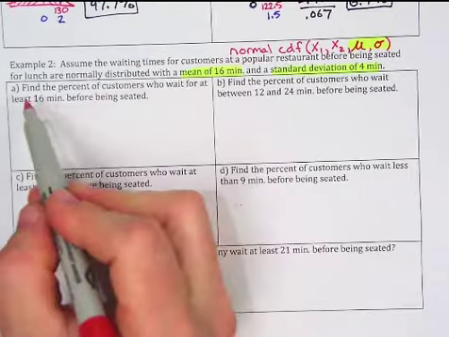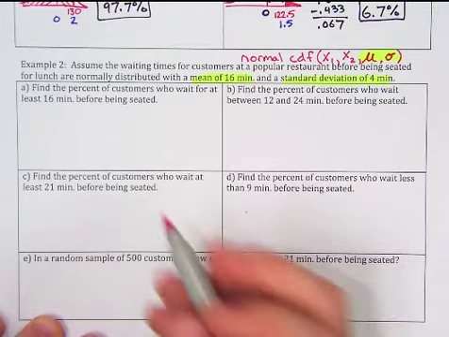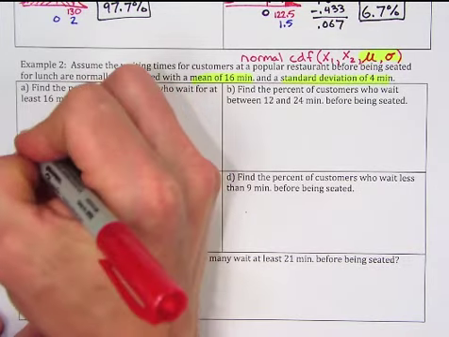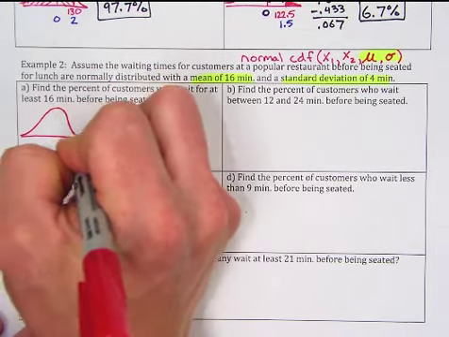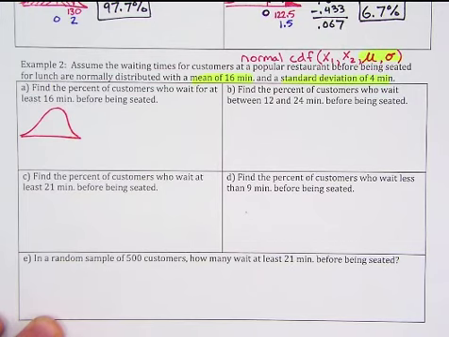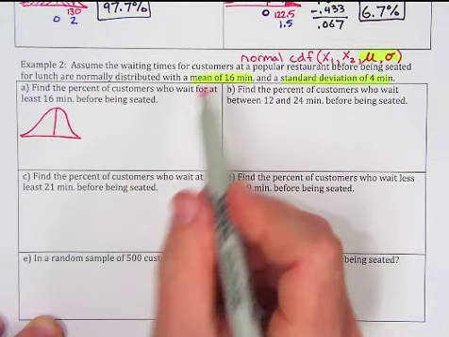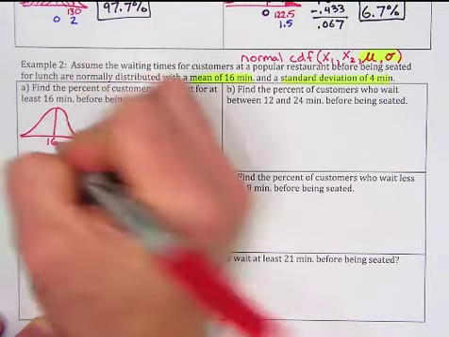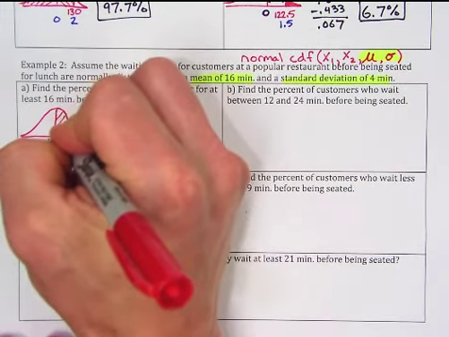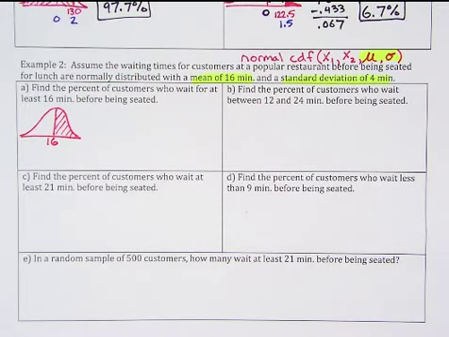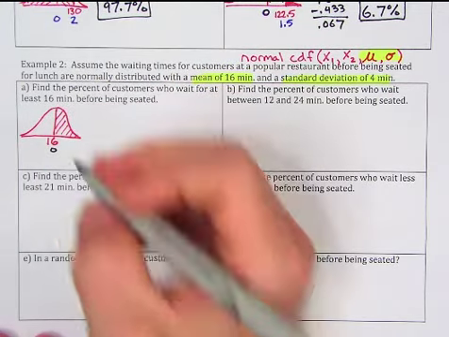So in example A, it says find the percent of customers who wait for at least 16 minutes before being seated. So we're going to draw our picture. Now 16 is the mean, so it's going to fall right here. So in this case, we don't even need to use our calculators or any other information because we know that that's right in the middle, leaving us with 50%.